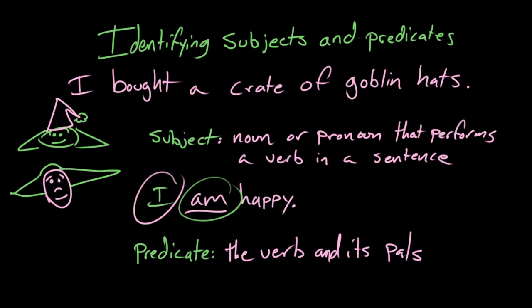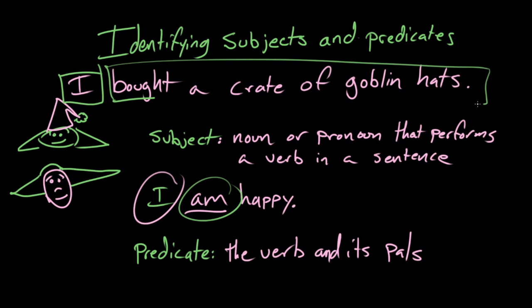So I'm looking for a noun or pronoun that performs a verb in the sentence. Well, I found the verb, and the verb is bought. Who's doing the buying? I am. So our subject is I. Yeah. And then predicate is basically everything else, right? So it's bought, what did I buy? A crate of goblin hats.